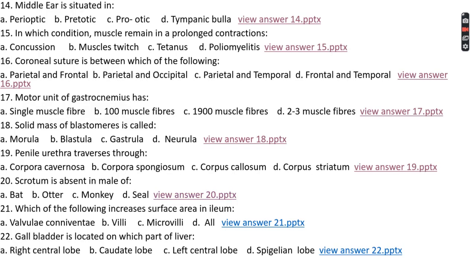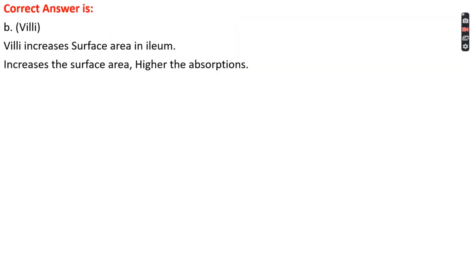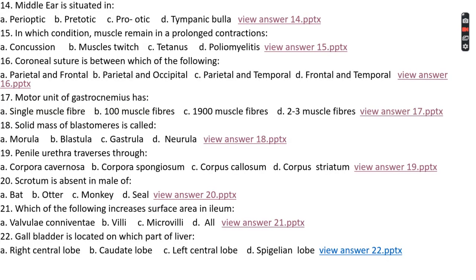Question number 21. Which of the following increases the surface area in ileum? Option A, valvulae conniventes, option B, villi, option C, microvilli, option D, all. The right answer is option B, that is villi. Villi increase the surface area of ileum, and increased surface area means a higher rate of absorption. Okay. Question number 22. Gallbladder is located on which part of liver? Option A, right central lobe, option B, caudate lobe, option C, left central lobe, option D, Spigelian lobe.